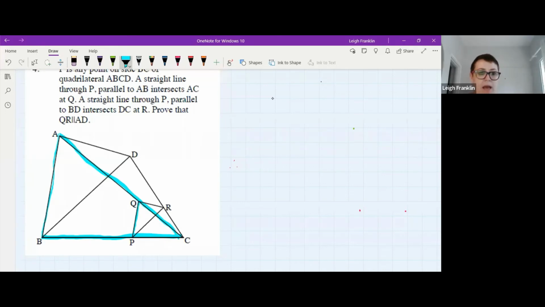Then they told us, change colors now, that PR was parallel to BD. So again, highlight the parallel sides. PR is the side parallel to the third side of the triangle. The third side of the triangle is BD. And now draw your triangle.